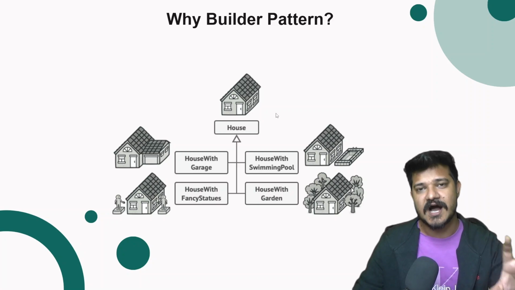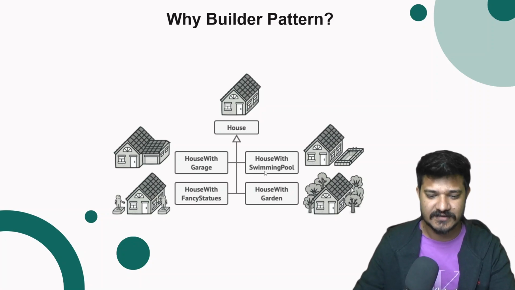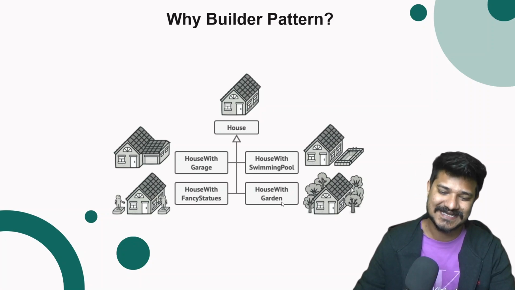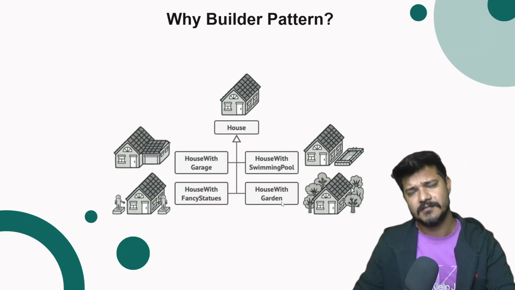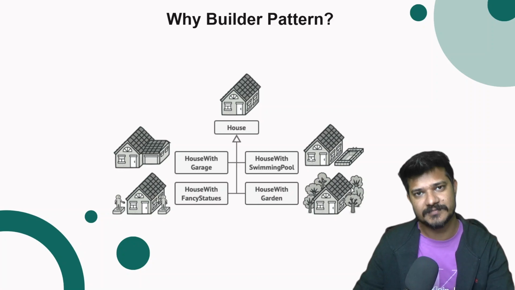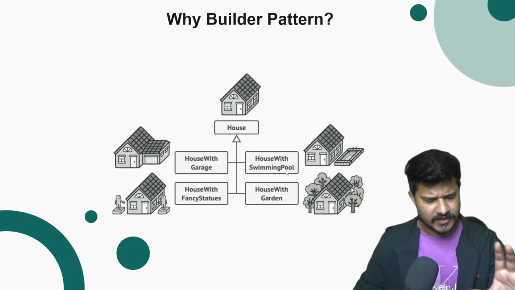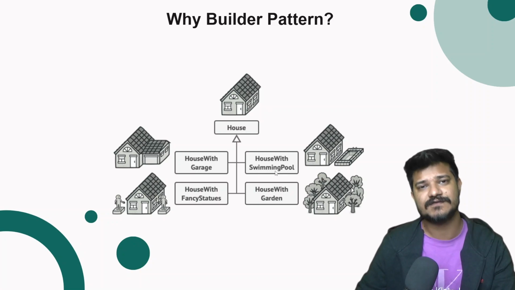Since a house is nothing but a class, and it has multiple fields like garage, swimming pool, fences, statues, garden, so on and so forth. There can be other fields also. When you set different fields, it results in different representations of this class. How can you solve this? How can you basically provide a way to set different values?